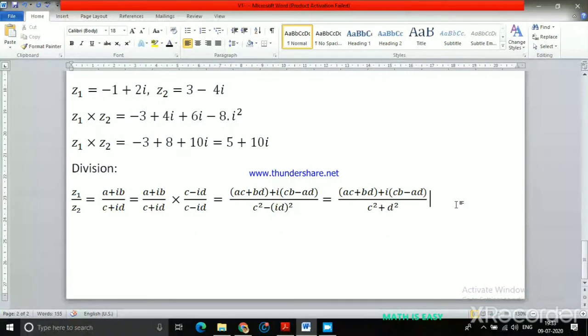Why is the plus sign coming? Generally, (a plus b) into (a minus b) gives a square minus b square only. But here I am getting a plus sign because of i. i square also will give me one negative sign, and the formula already has one negative sign. So minus into minus is going to be plus. So this is what you do for the division of two complex numbers.